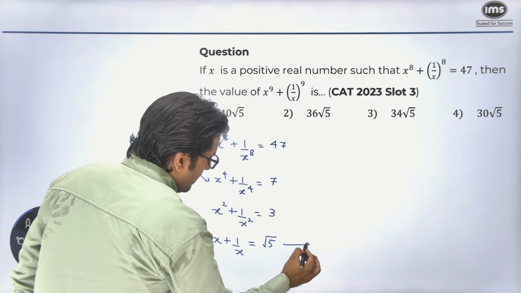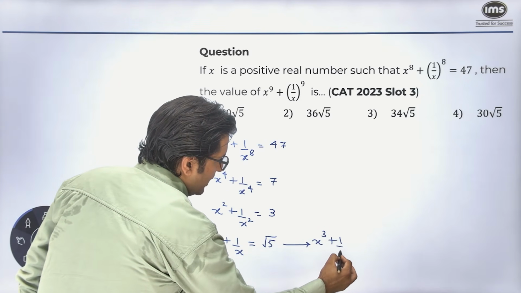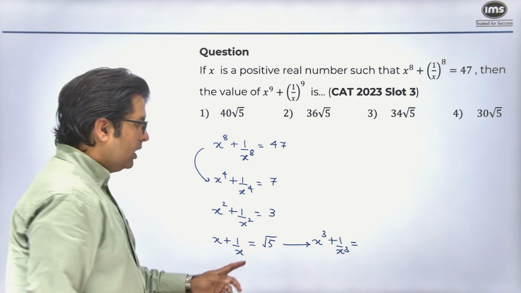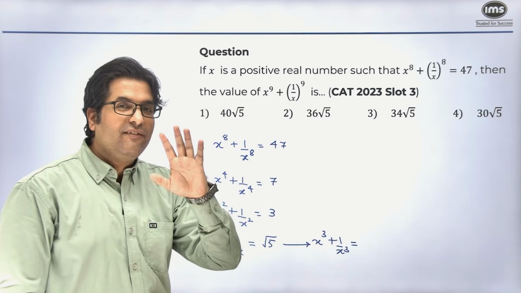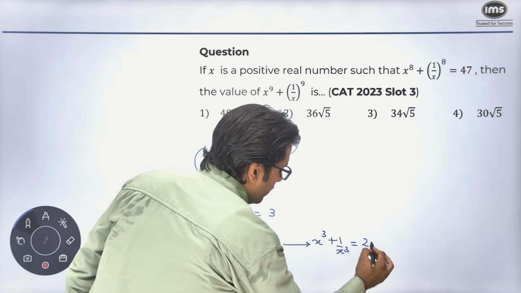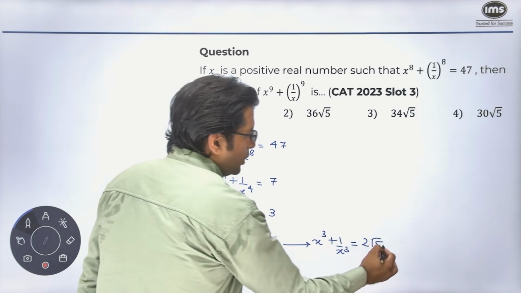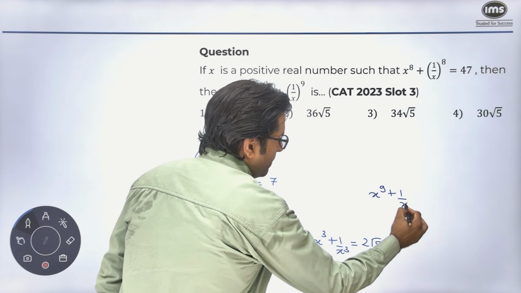Given that I already have x plus 1 by x, it's easy for me to calculate x cube plus 1 by x cube. I just need to do k cube minus 3k, which is root 5 whole cube. Root 5 whole cube will be 5 root 5 minus 3 root 5. So that translates to 2 root 5. And now I just need to do one more step. Using this, I need to calculate x to the power 9 plus 1 by x to the power 9.